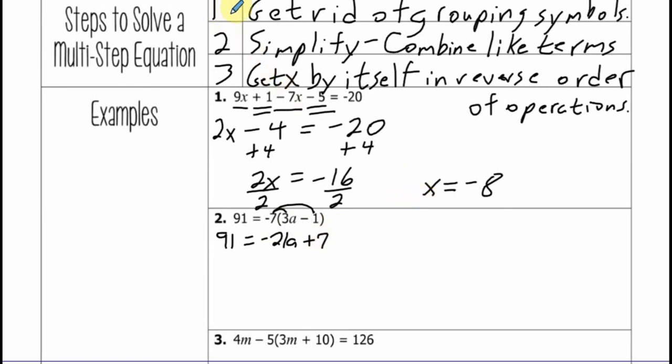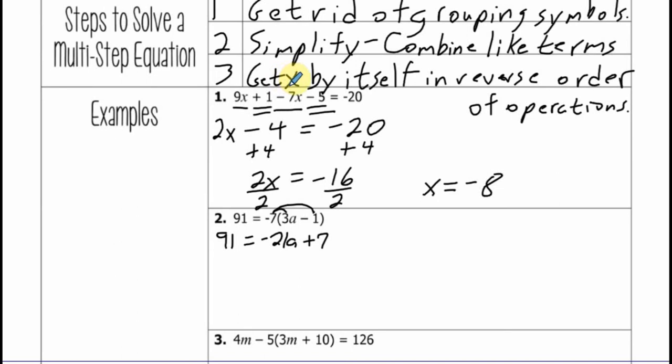All right, so we've taken care of step 1. We got rid of grouping symbols. Step 2, combine like terms. There are no like terms on this side. They have to be on the same side. When we say combine like terms, we're talking about things that are on the same side. So we do not want to combine the 91 with the plus 7 and make that 98. They are not on the same side of the equation, so that's not combining like terms.